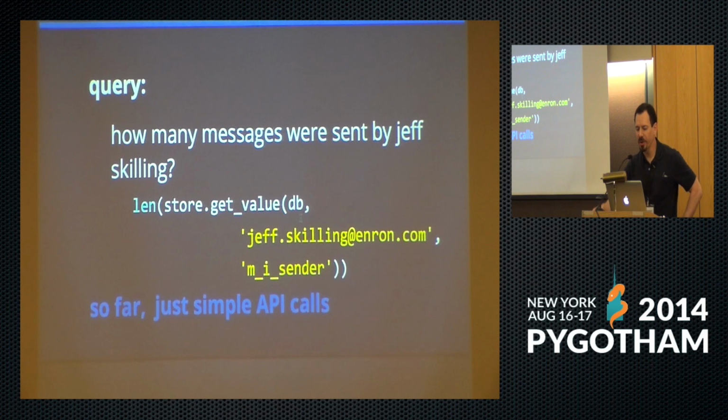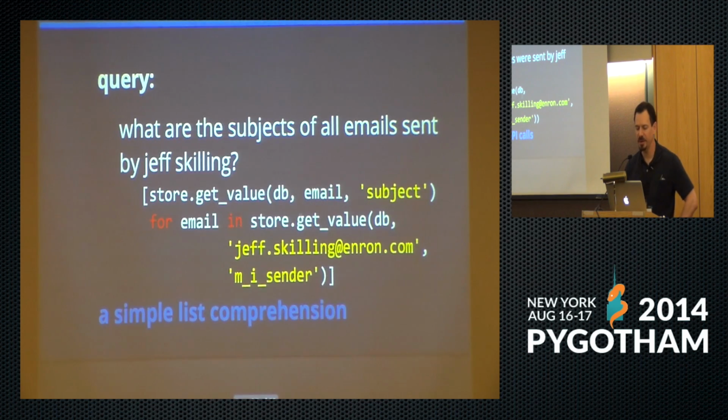So some more queries. How many messages were sent by Jeff Skilling? He's the former CEO of Enron. Get value of Jeff Skilling on the sender field is going to give you the emails he sent. This one actually returns them in a list rather than a generator, so here we can simply use len, and it's a simple API call.